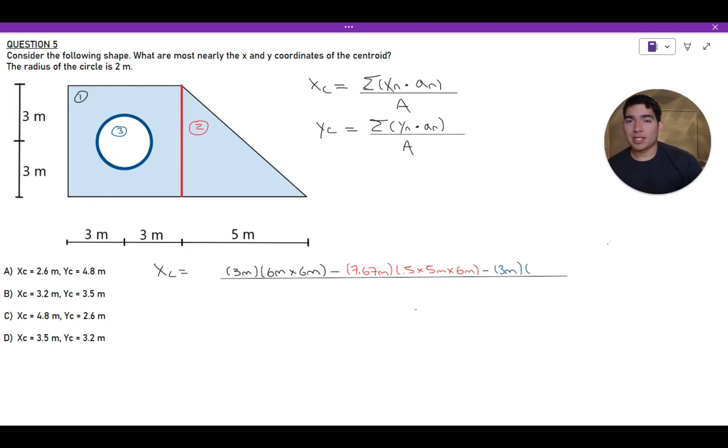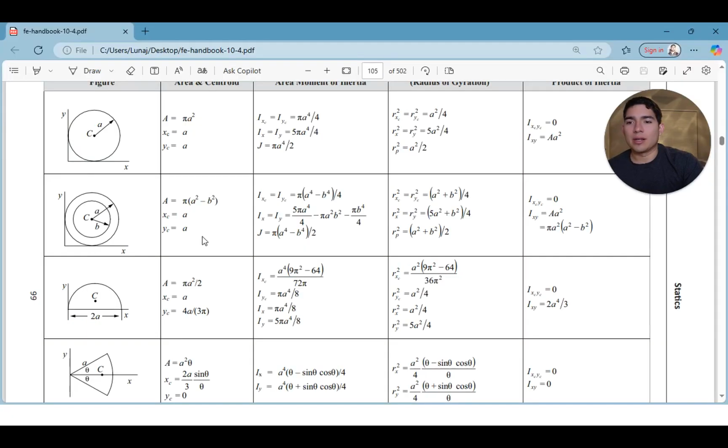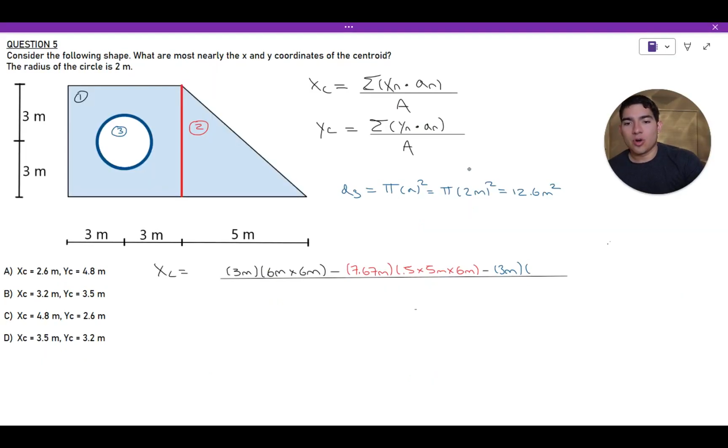We're also going to need the area of this circle. The radius is 2 meters. If we need a reminder for the formula of an area of a circle, we can go to the FE reference manual and grab that real quick. So this is going to be the formula right here. It's going to be pi times the radius squared. So once you use that formula, you're going to find that the area of the circle is 12.6 meters squared. So let's use that to fill out the rest of this formula here and see what our answer is for the x coordinate.